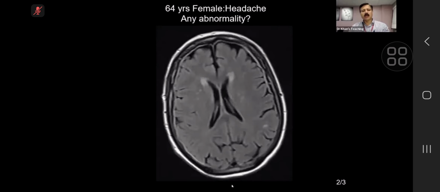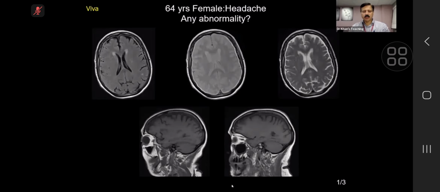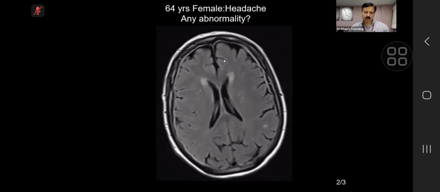Okay. Now, if you see here, the learning point in this case is to look at this FLAIR. On this FLAIR, this is the diploic space, this is the outer table, this is the inner table, and inner to the inner table is this dura. And this, of course, is the falx, and it is thickened.